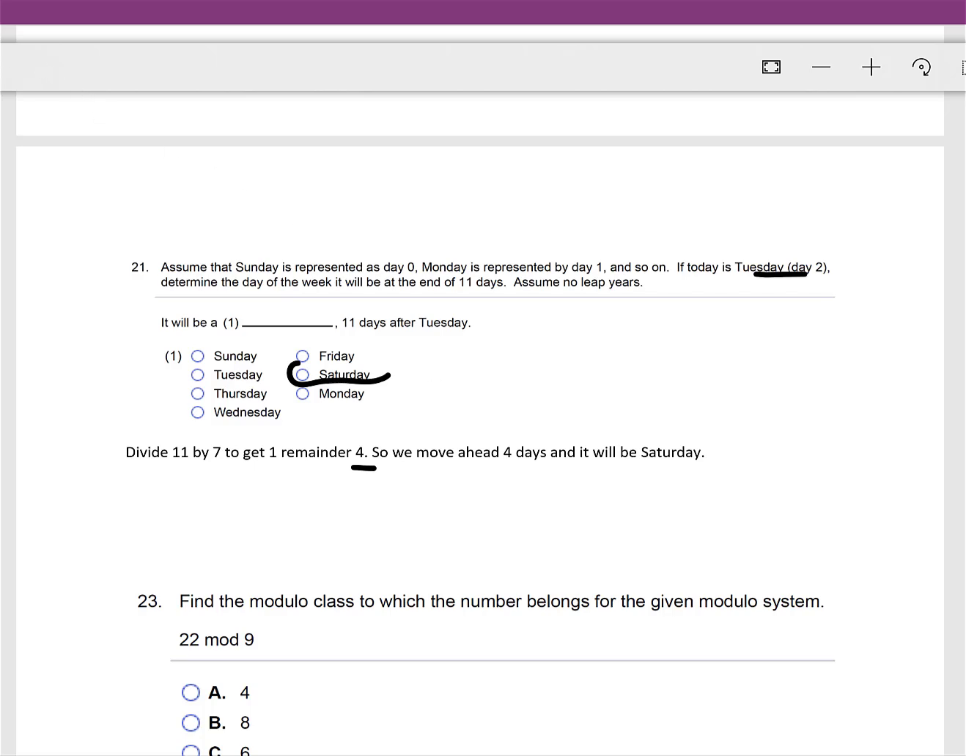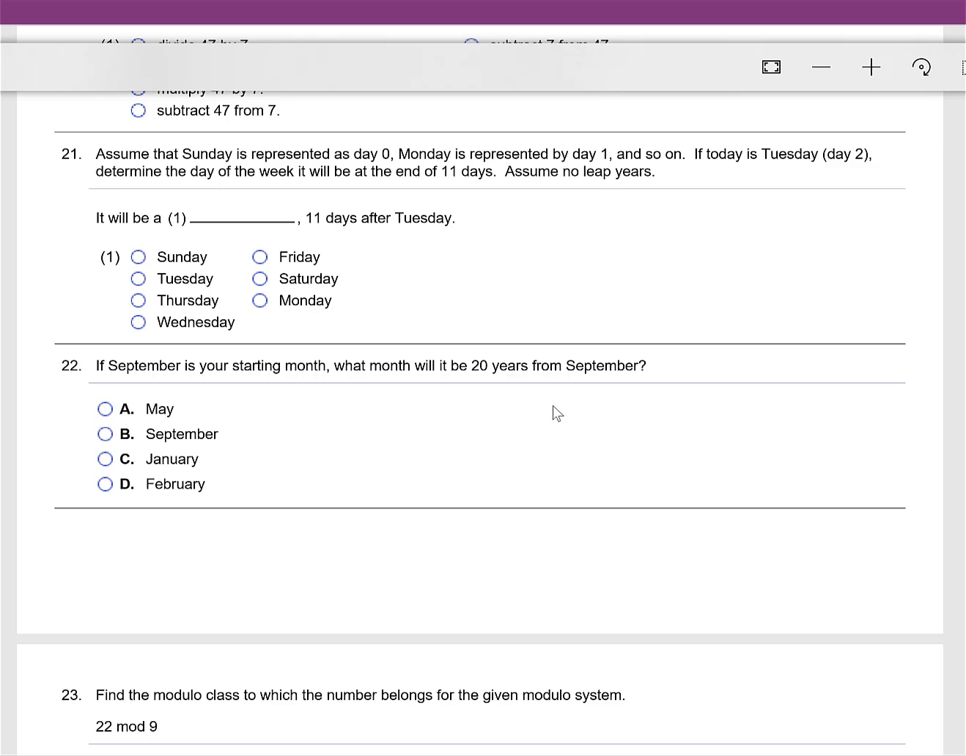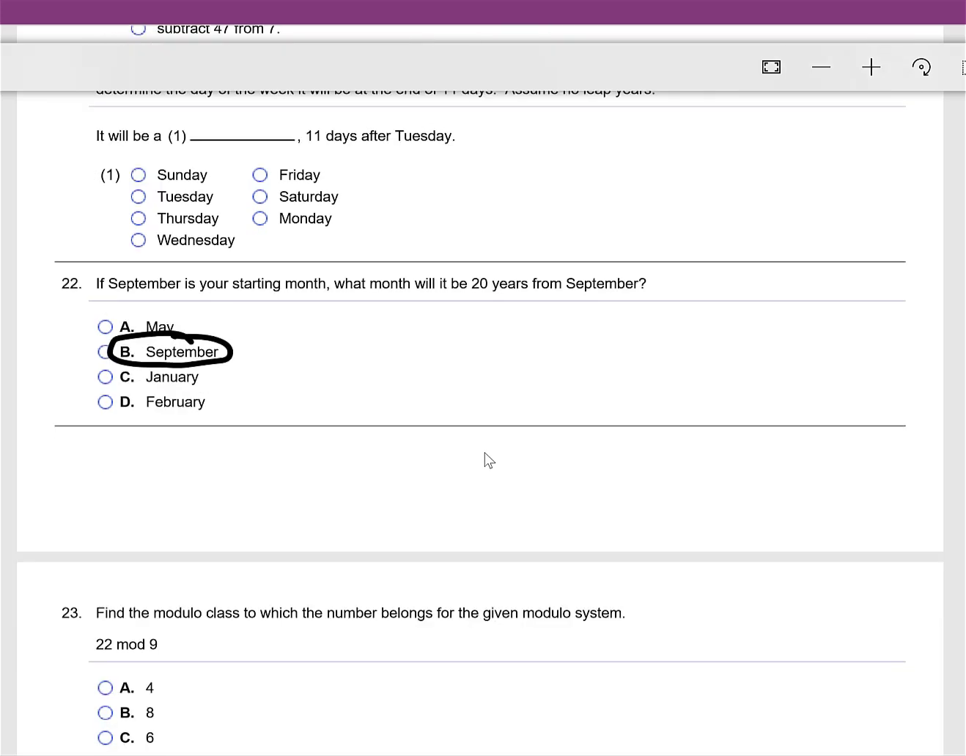And let's go back over to this one here. Now this one's pretty easy. If September is your starting month, what month will it be 20 years from September? You don't have to do any calculations on that one. It's still going to be September.